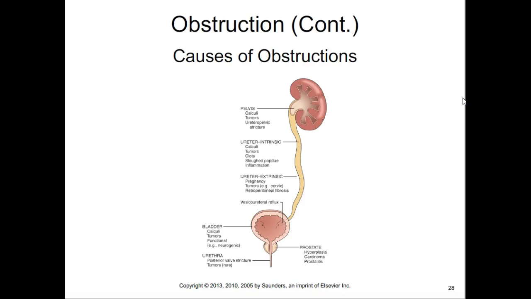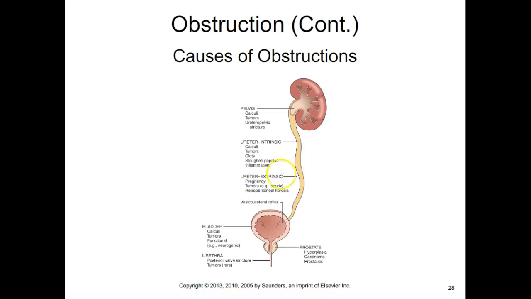So you can see here some causes of obstructions. Renal calculi, a ureteropelvic stricture or tumor, intrinsic in the ureter: calculi, tumors, clots. It could even be crystal clots or calculi, parts of the calculus that may have come off, and sloughed papillae.